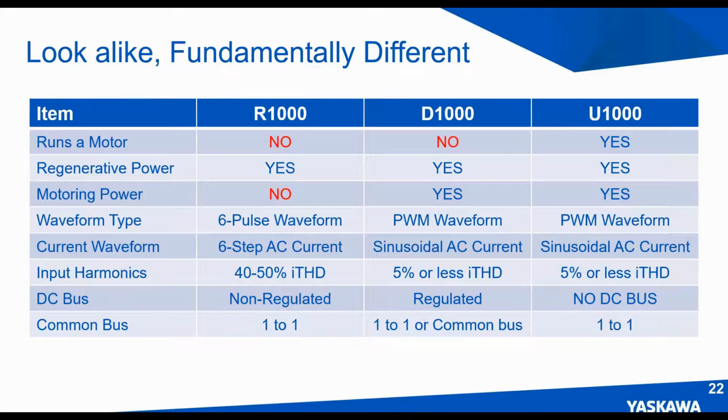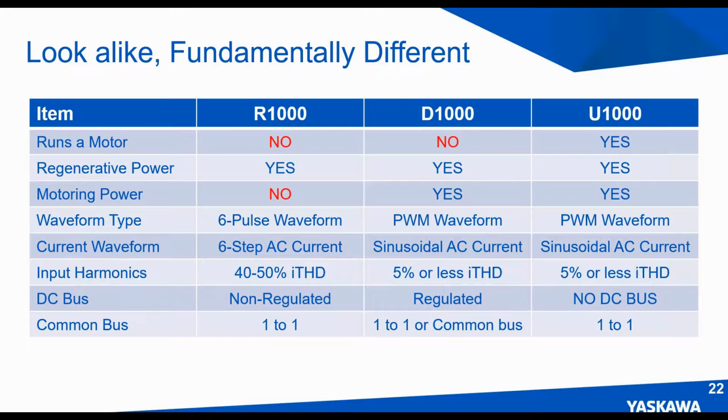The R1000 and D1000 look alike, but they are fundamentally different. I threw in the U1000 here just to show you how it compares to the other units. To start, what runs the motor? Not the D1000, not the R1000. You'll need a separate package to do that. Only the U1000 also runs a motor while it handles the regen capability. You need a separate drive to run the motor with the D and R1000. Again, they all can handle regen, or we wouldn't really be talking about it today. The R1000 only handles regen, whereas the D1000 and the U1000 handle both motoring and regen power.